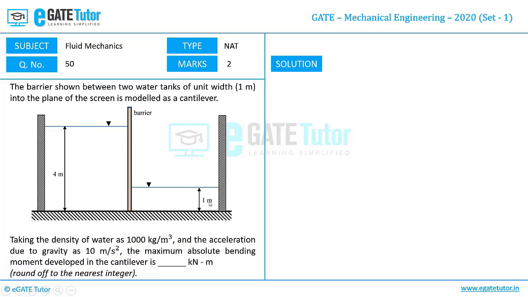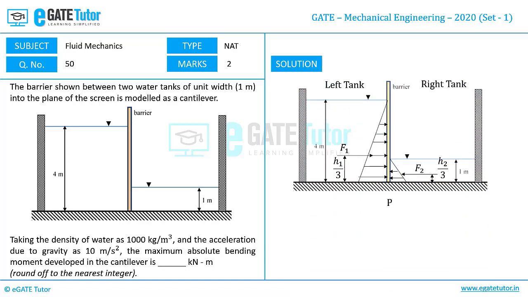Taking the density of water as 1000 kg per meter cube and acceleration due to gravity as 10 meter per second square, the maximum absolute bending moment developed in the cantilever is dash kilonewton meter. We need to round off the solution to the nearest possible integer. Let's look forward and see how to solve the solution. So this is the basic configuration given.